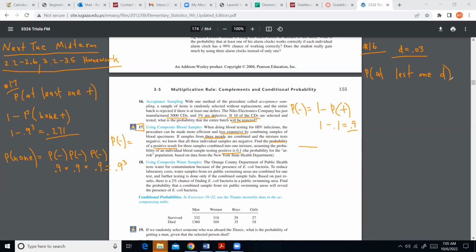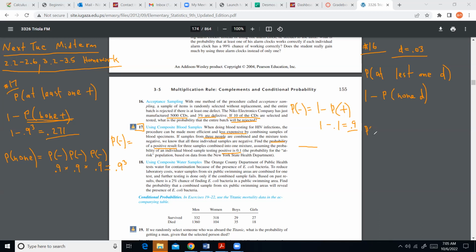Because if they test CDs, they're not going to test all 5,000. They decided to test only 10 of them. So if they find a defective, they say, we found defective CDs there. At least one, that's it. We don't buy it. So look at the previous exercise. Same exact problem. We need to find the probability that none of them is defective, just like here we found the probability that none of them was positive.